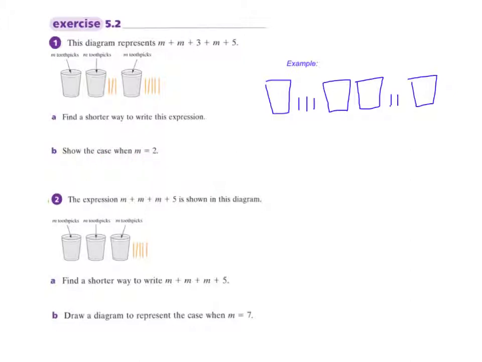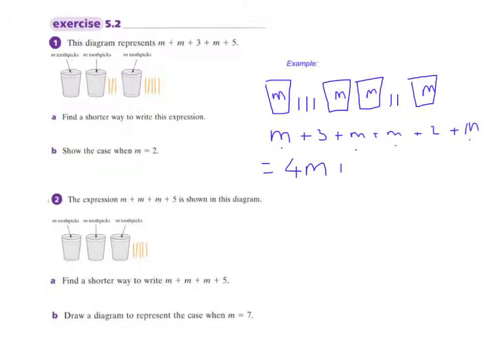So let's have a look at our example over here. If I use this, we've got our m plus our 3 plus our m plus our m plus 2 plus our m. So I would write that m plus 3 plus m plus m plus 2 plus m. Now I want to make that a shorter way, so it says find a shorter way to write the expression. So let's think about this. How many m's have I got? 1, 2, 3, 4. So I would write that down as 4m.